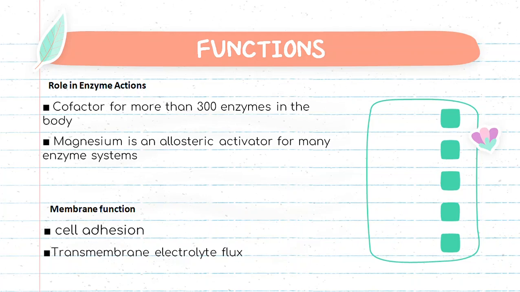Functions of magnesium and its role in enzyme actions. It is a cofactor for more than 300 enzymes in the body. Magnesium is an allosteric activator for many enzyme systems, and it is involved in membrane function, cell adhesion, and transmembrane electrolyte flux.